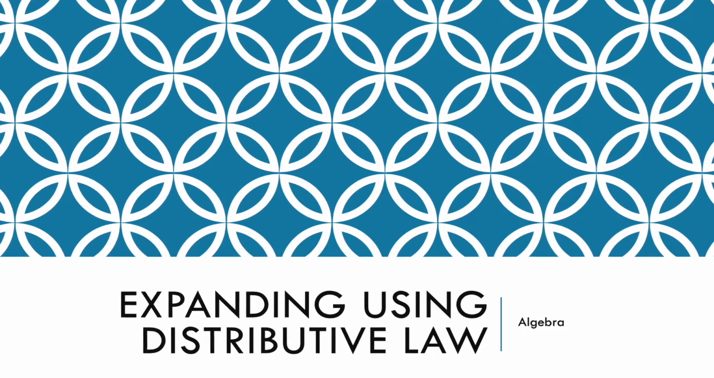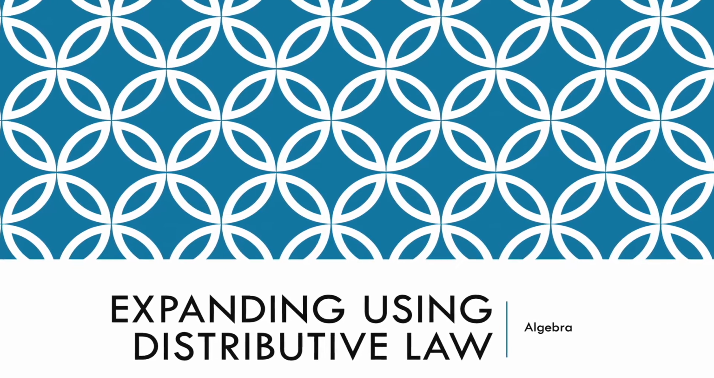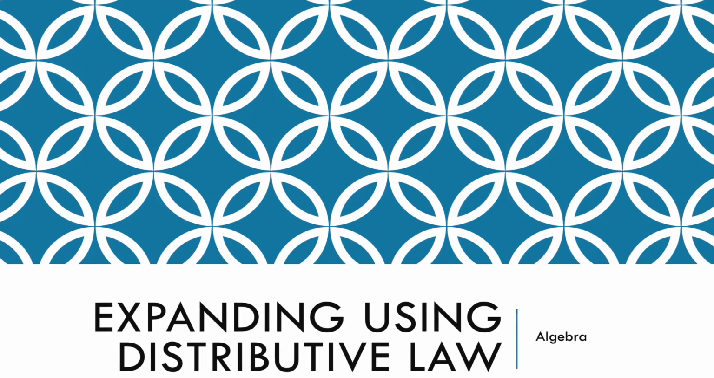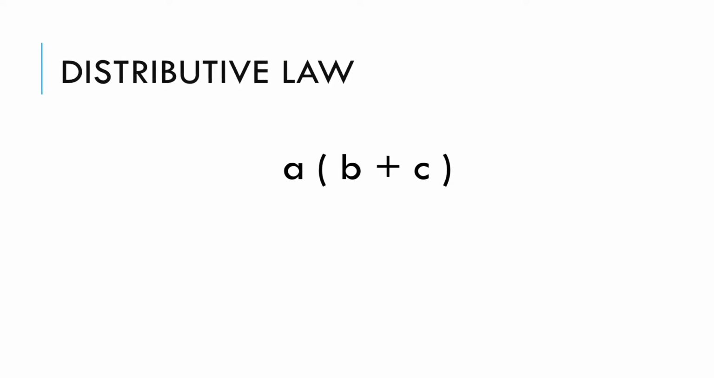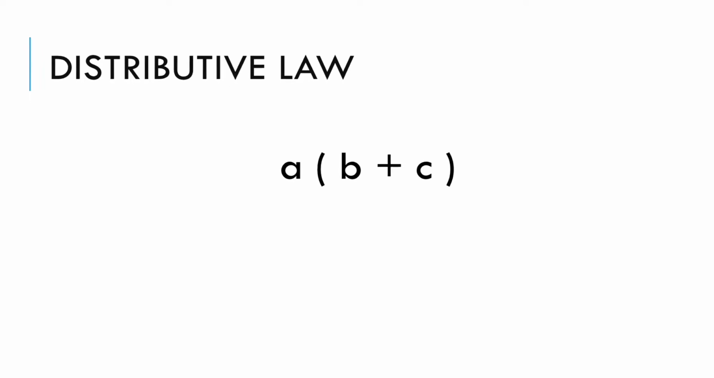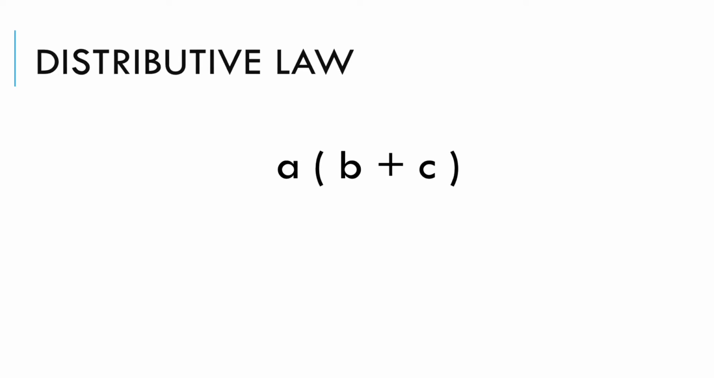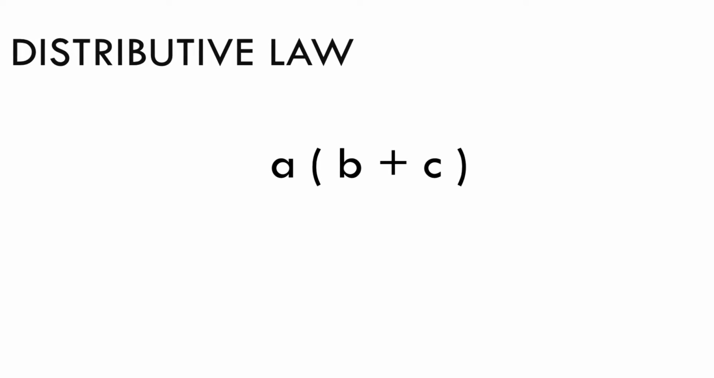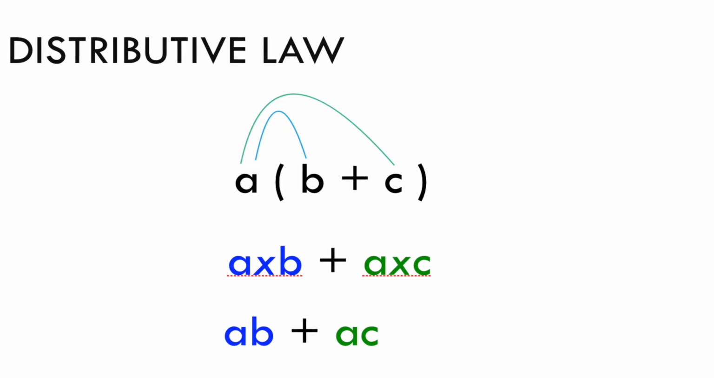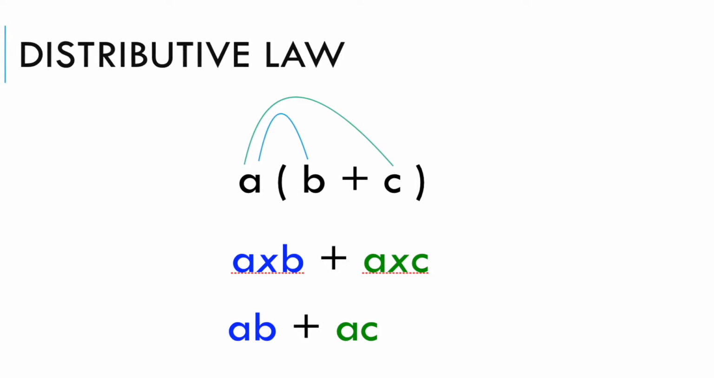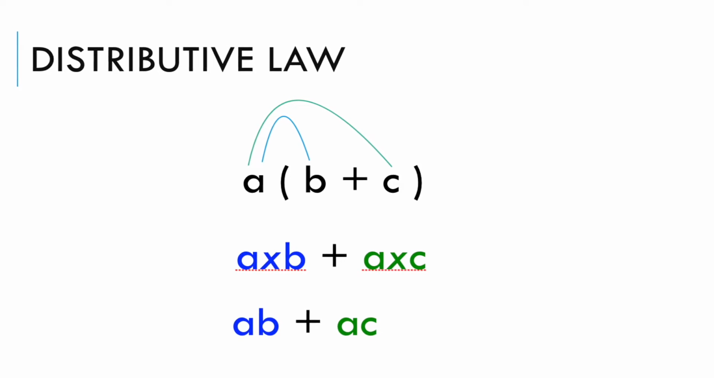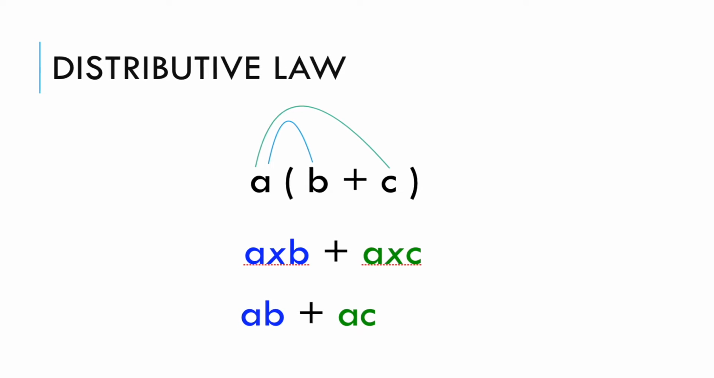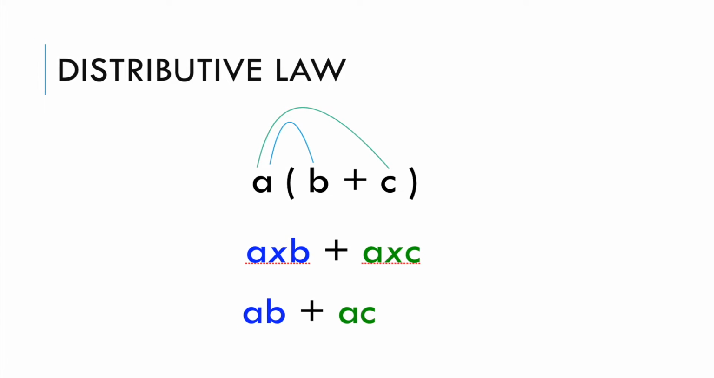My name is Lisa. Today we're looking at the distributive law and how you use that when expanding sets of brackets. When using the distributive law, in this case we need to multiply A by the two terms inside the brackets, the B and the C. This means that the A is multiplied by the first term, B, A times B, and then by the second term, A times C. And that gives us AB plus AC.